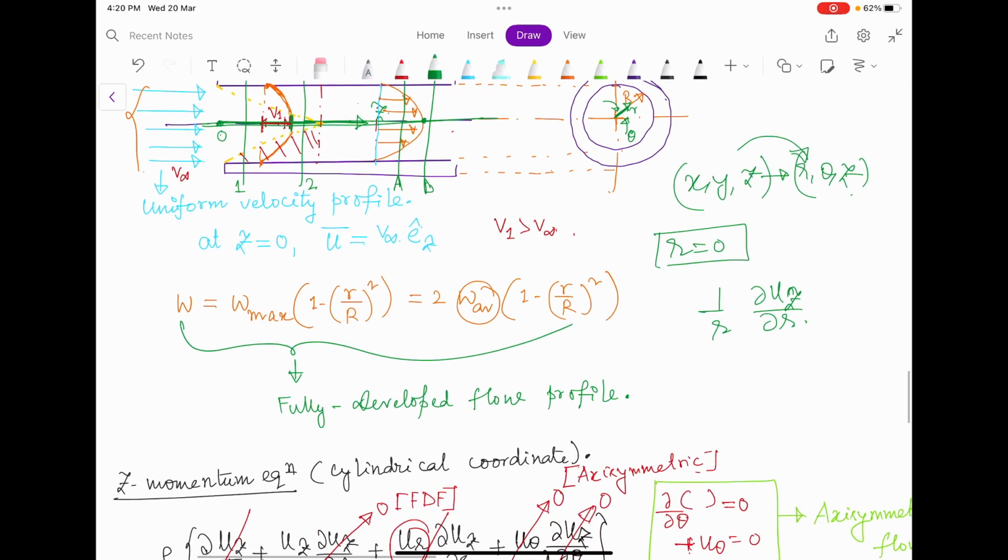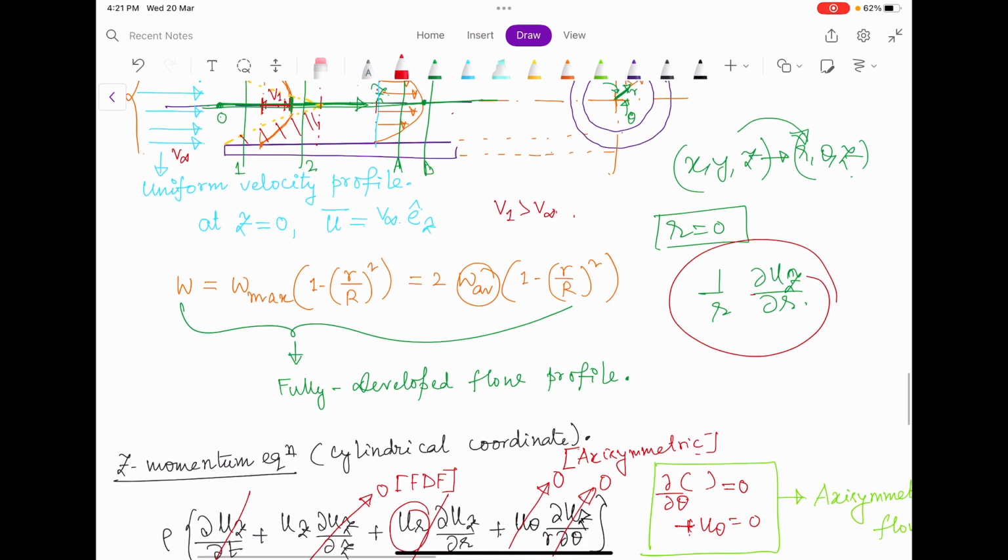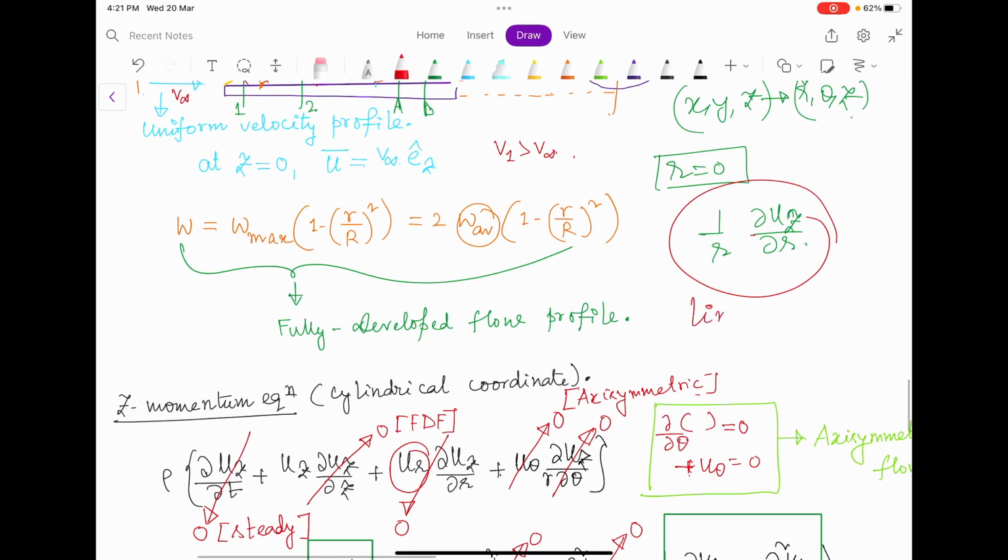You see that in the Cartesian coordinate, you did not have anything like 1 by x, 1 by z, or 1 by y. But when we transformed from Cartesian coordinate to cylindrical coordinate, now we have something like 1 by r into del u z del r. So how can you calculate that? You have to calculate it by the limit as r tends to 0 of 1 by r del u z del r.